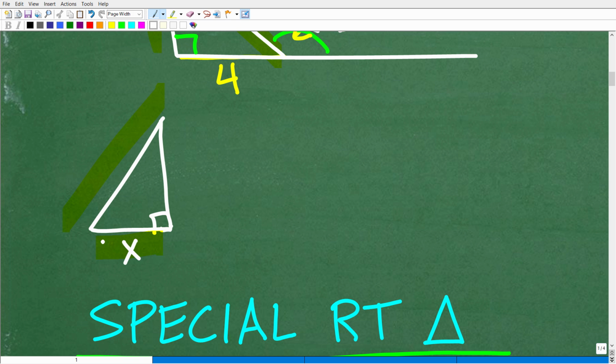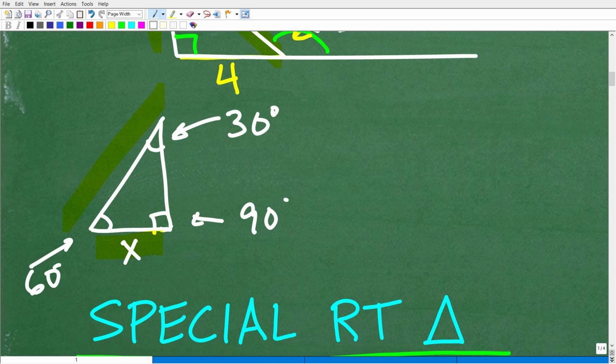Now, there's a theorem that basically states that the smallest side will be in proportion to the smallest angle of a triangle. So this is going to be 30 degrees right here, and this is going to be 60 degrees. Of course, this is 90 degrees. Okay, so the smallest side is going to be x. The hypotenuse is 2x, okay? And then this middle side is x square root of 3.